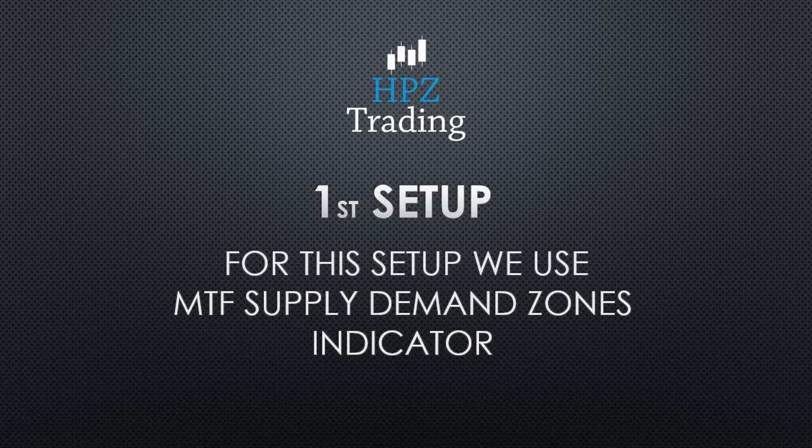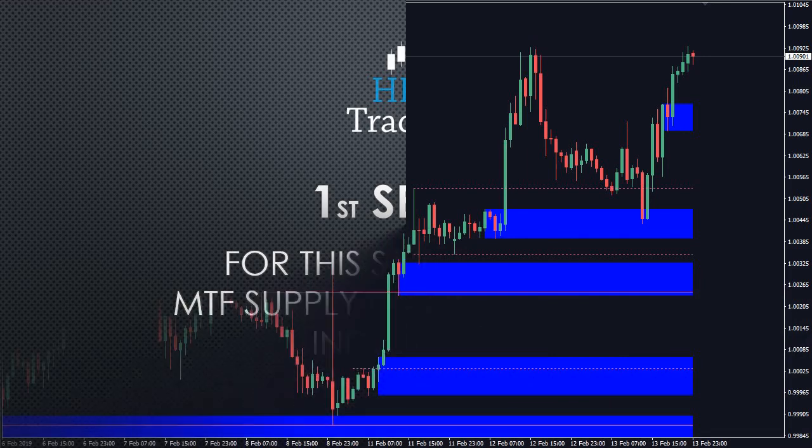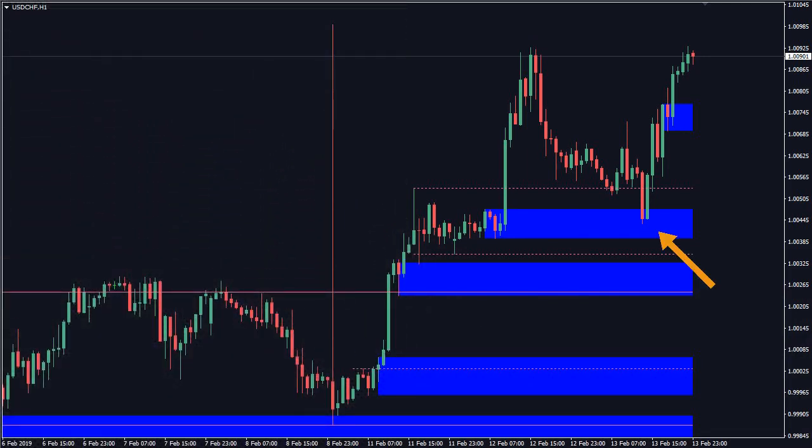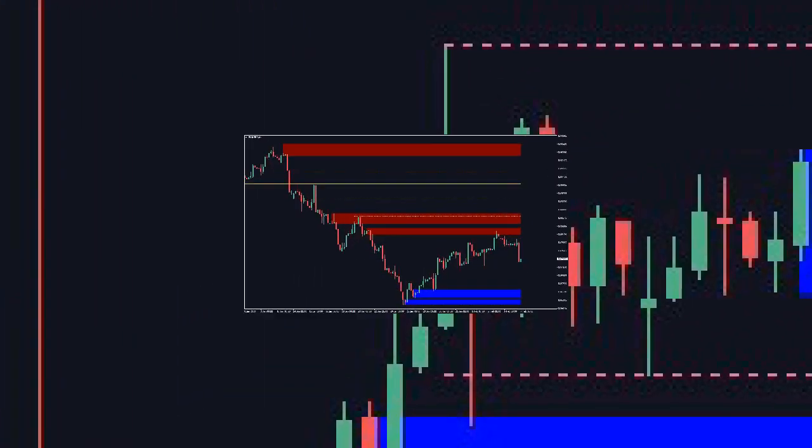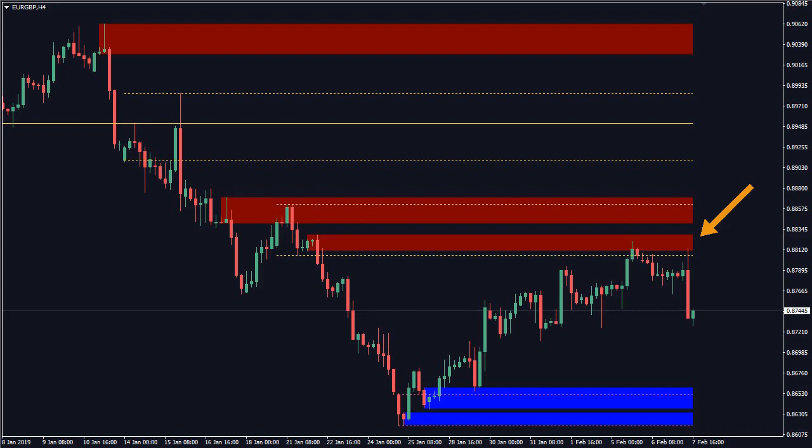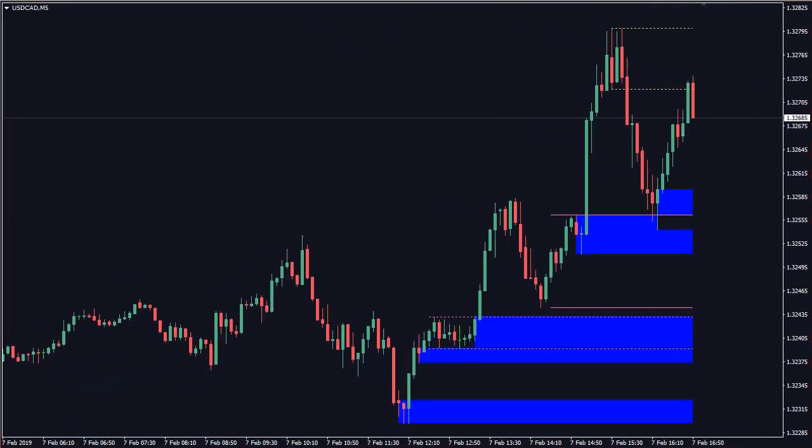Let me give you some examples. 1 hour demand zone was formed inside 4 hour demand zone. Price touched it and rallied. 4 hour supply zone was formed inside daily supply zone. Price touched it and dropped. 5 minutes demand zone was formed inside 30 minutes demand zone. Price touched it and rallied.